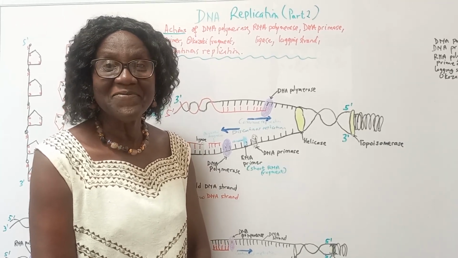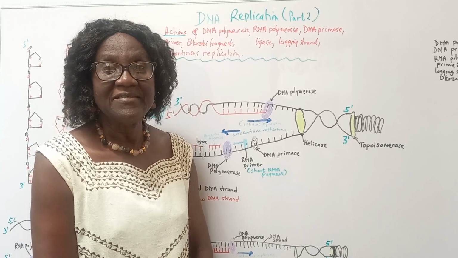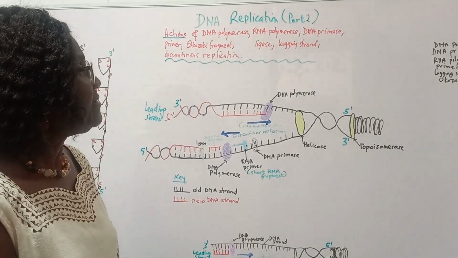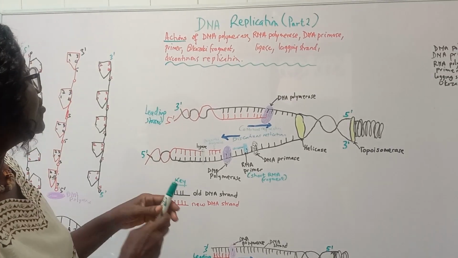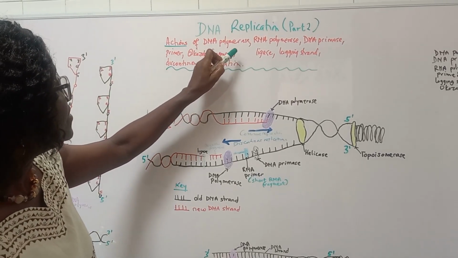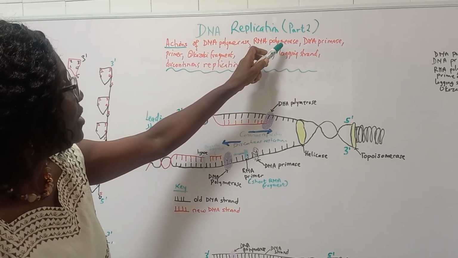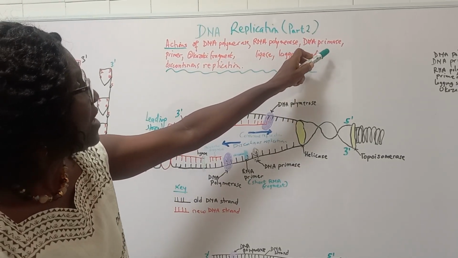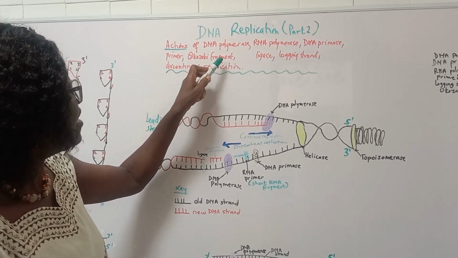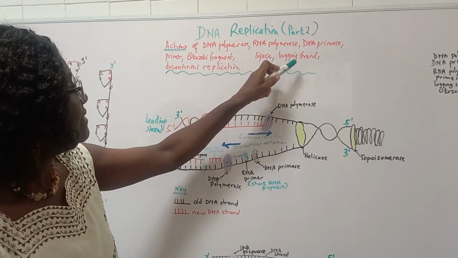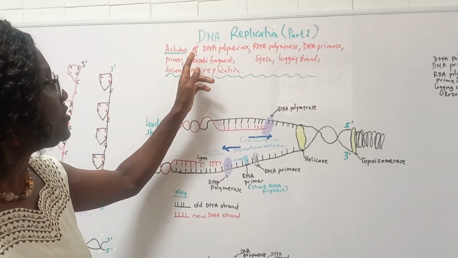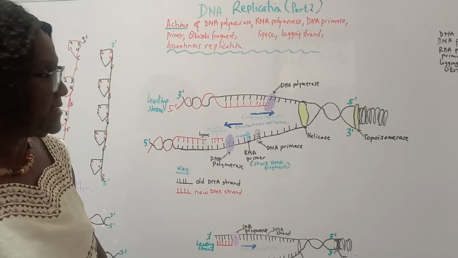In this lesson, we are discussing DNA replication part 2. And particularly, we are going to discuss the actions of DNA polymerase, RNA polymerase, DNA primase, primer, Okazaki fragments, ligase, lagging strand, discontinuous replication. All this is going to be discussed in this lesson.